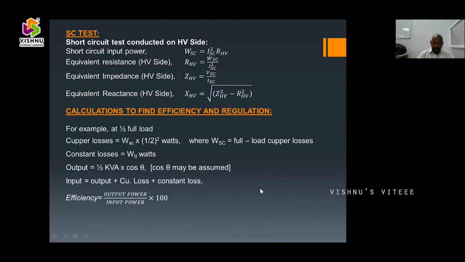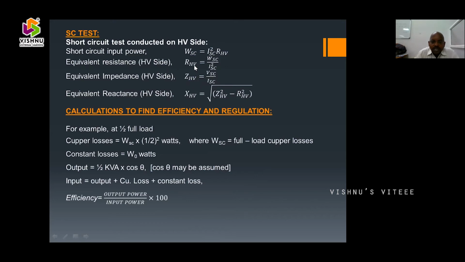And next, from the short circuit test, the short circuit input power WSC is equal to ISC square RH, so the equivalent resistance RH is equal to WSC by ISC square. Already we know WSC and ISC. From the short circuit test tabular column, we got WSC, ISC and VSC. By using these three parameters, we calculate the equivalent resistance on the HV side, RH, equal to WSC by ISC square, and the equivalent impedance on the HV side, ZH, equal to VSC by ISC.